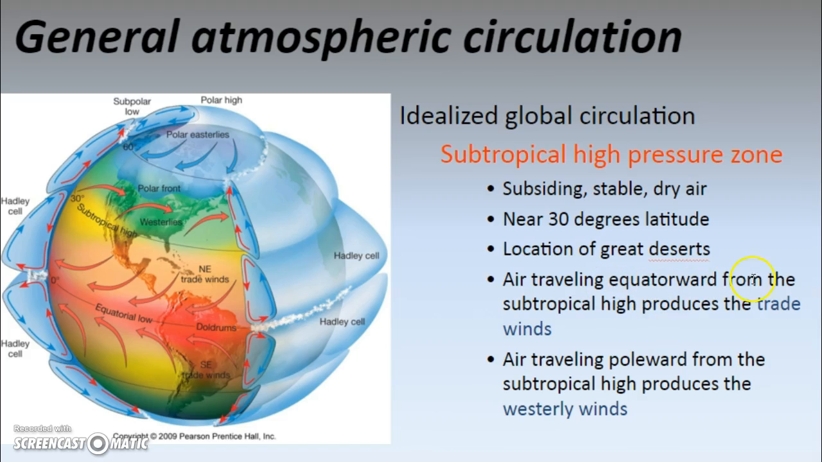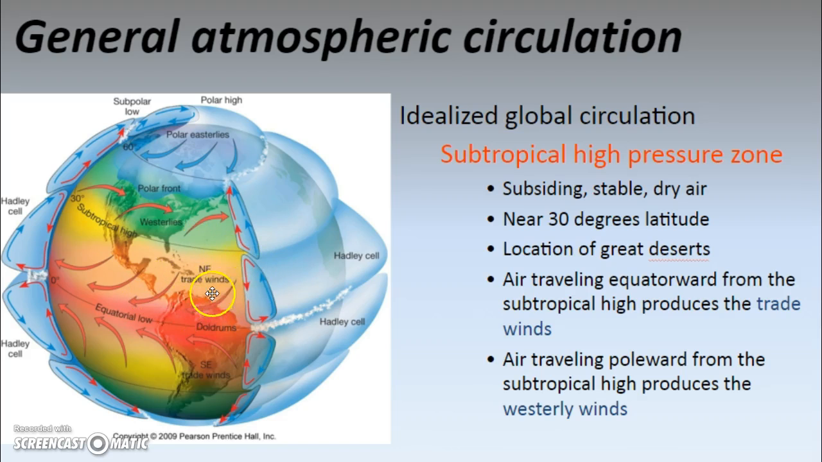Air traveling equatorward from the subtropical high produces the trade winds. Notice, here I have high pressure, and equatorial low. This creates a pressure gradient force. It's going to be pushing air from the high to the low, and it's going to be deflected to the right. So if I'm standing here facing the equator, it's deflected to the right. So my trade winds are in this general direction.